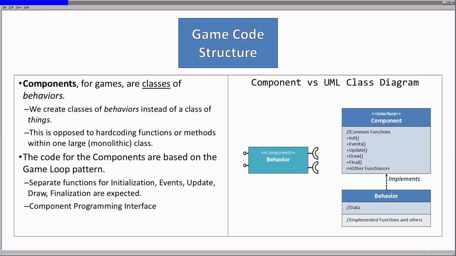The code for the components are based on the game loop pattern. Separate functions for the events, update, and draw are expected. Typically within a game engine, there are component programming interfaces for which all the components implement the game loop functions.